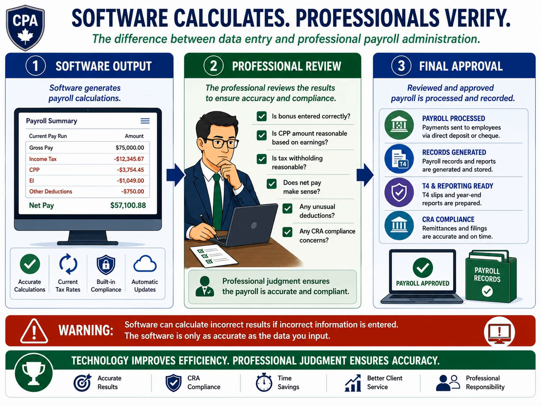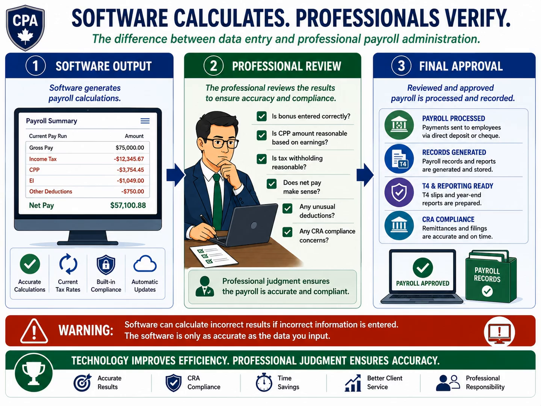The first stage is software output. After payroll information has been entered, the software generates payroll calculations. It produces a payroll summary showing gross pay, income tax deductions, CPP contributions, employment insurance premiums, other deductions, and the resulting net pay. One of the greatest strengths of payroll software is consistency. The software applies current rules and formulas automatically, helping reduce mathematical errors and improving efficiency. But generating numbers is only the beginning.